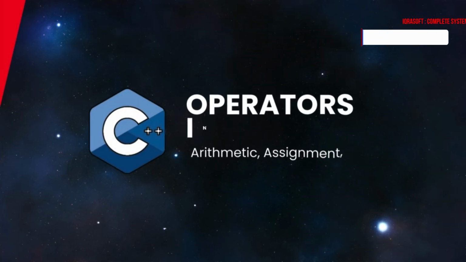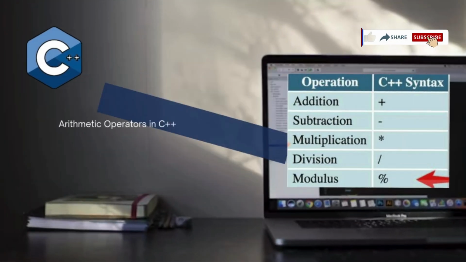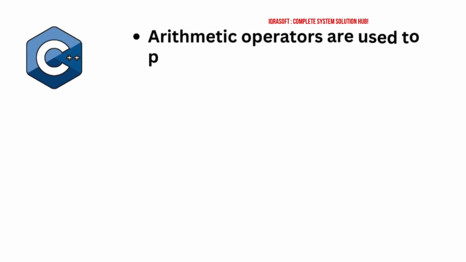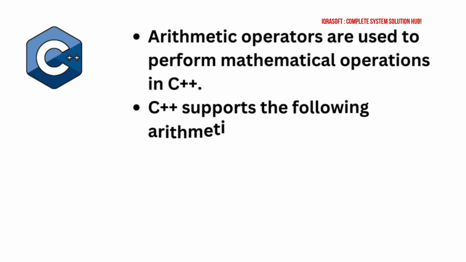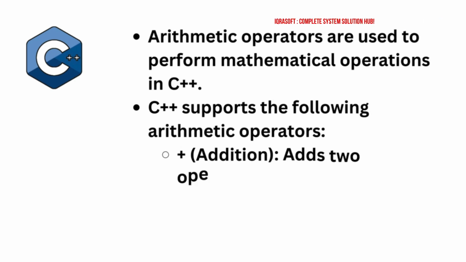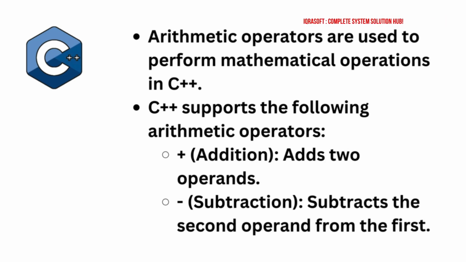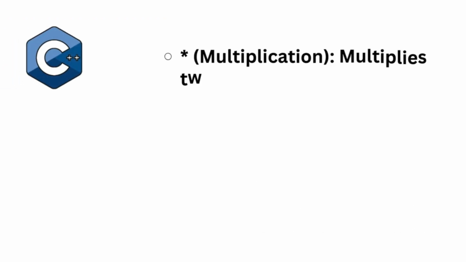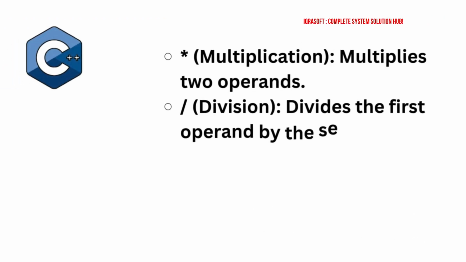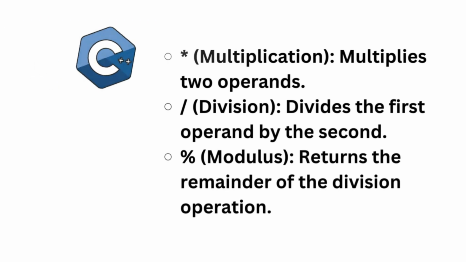Operators in C++: arithmetic, assignment, comparison, and logical. Arithmetic operators in C++. Arithmetic operators are used to perform mathematical operations in C++. C++ supports the following arithmetic operators. Plus, addition, adds two operands. Minus, subtraction, subtracts the second operand from the first. Asterisk, multiplication, multiplies two operands. Slash, division, divides the first operand by the second. Percent, modulus, returns the remainder of the division operation.